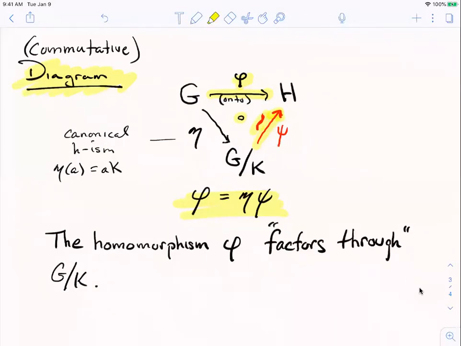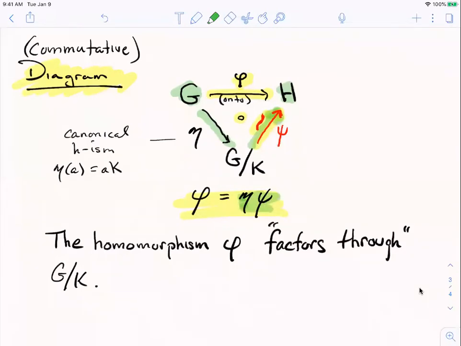Let me try to do it with some color as we go here. Starting at G, there's two ways to get to H in this diagram. Now, there's two ways to move, if you like, from G to H. One way is to take phi, go straight across. You can get from G to H by taking phi. A second way is to first do eta, then do psi. That's exactly what this composition means.